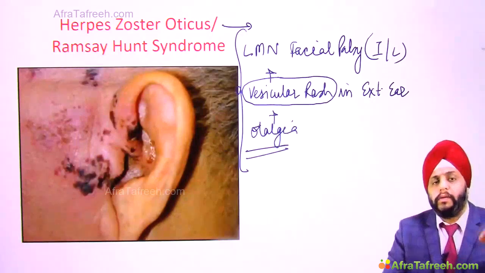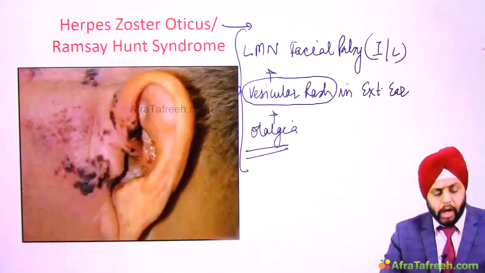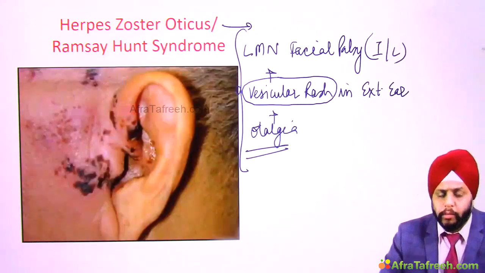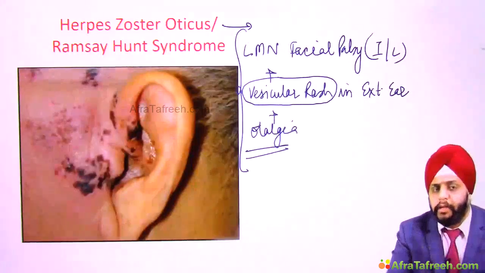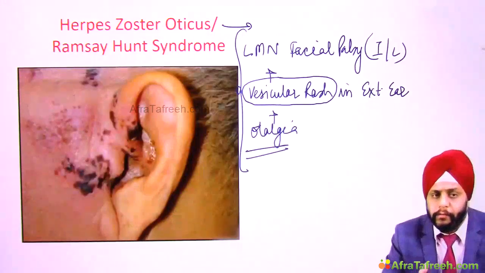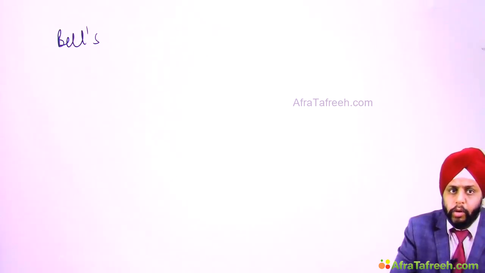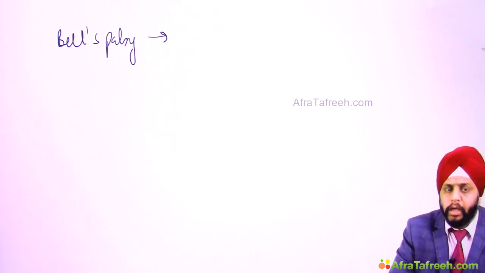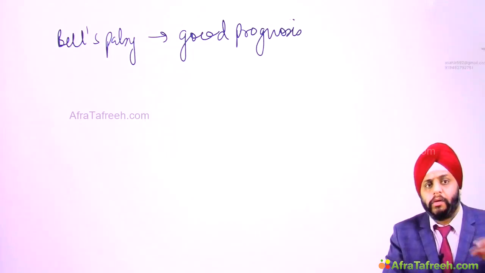Okay, so this is a proven herpes infection. How is Ramsay-Hunt syndrome different from Bell's palsy? In Bell's palsy, again, the most common cause is viral infection. Now, how is this different? It is different because Bell's palsy has a good prognosis as compared to Ramsay-Hunt syndrome.